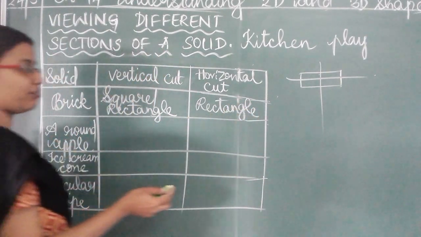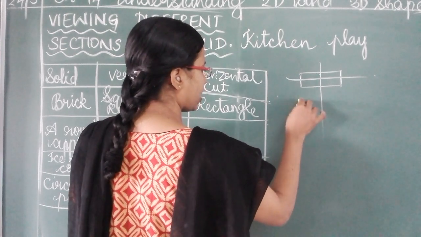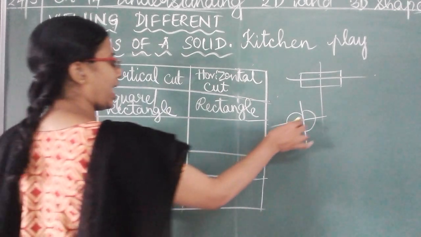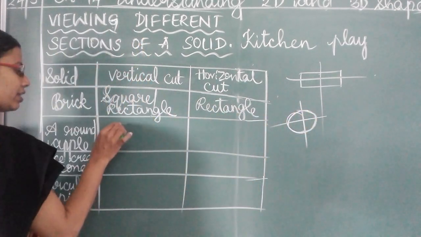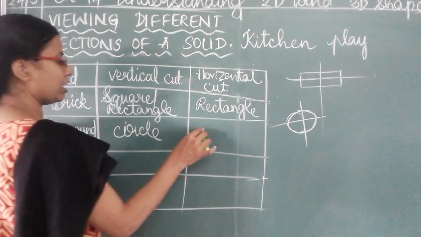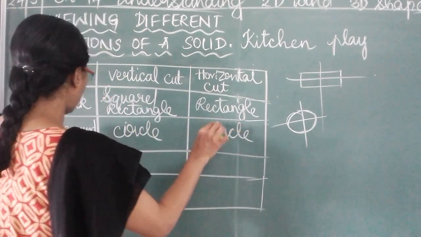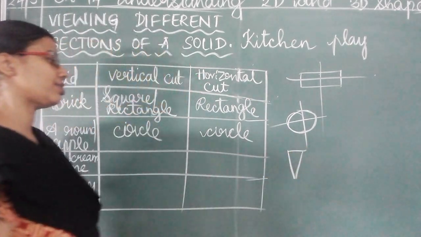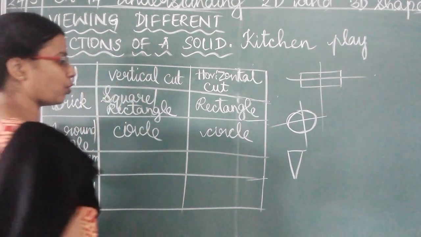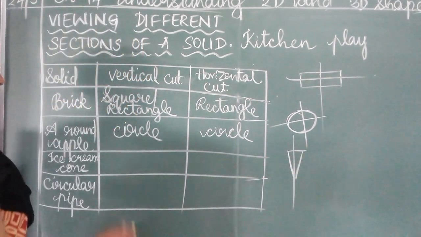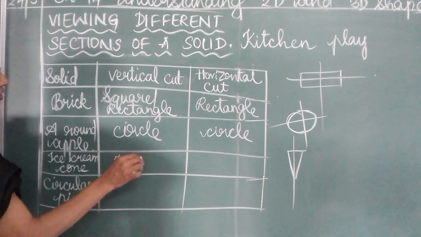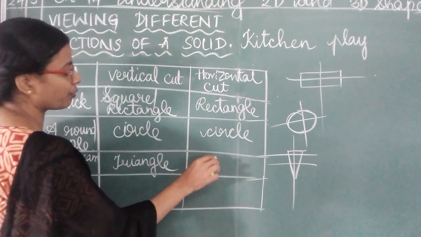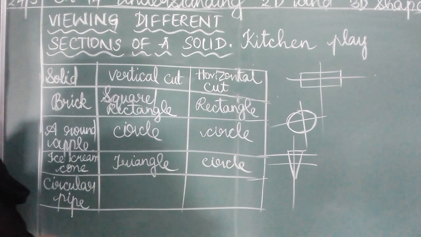Now if you take a round apple and slice it this way and this way, anyway you cut a round apple, it is going to appear as a circle. Okay? Now, next one is an ice cream cone. This is a cone, and when you give it a vertical cut, you are going to get a triangle, and if you give a horizontal cut like this, you are going to get a circle. Okay.